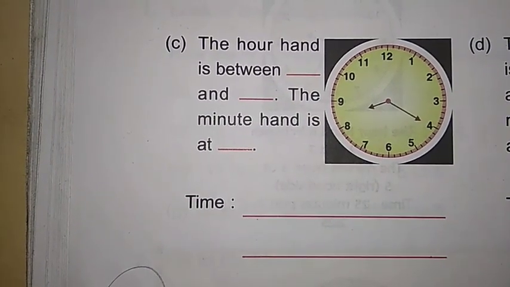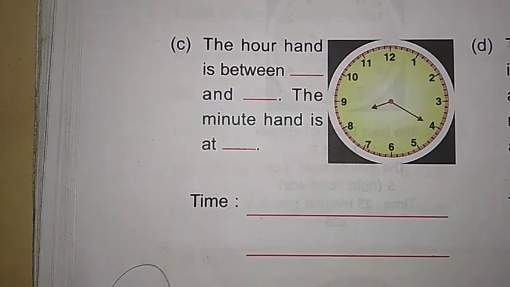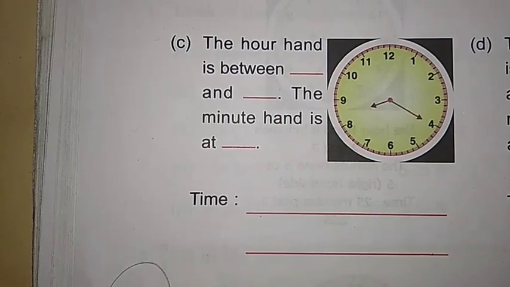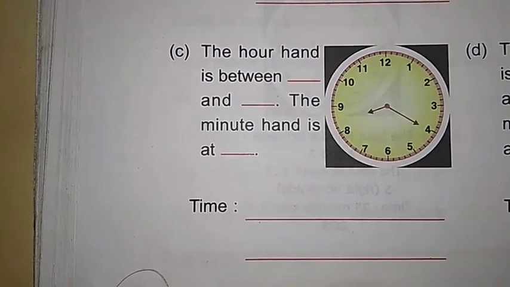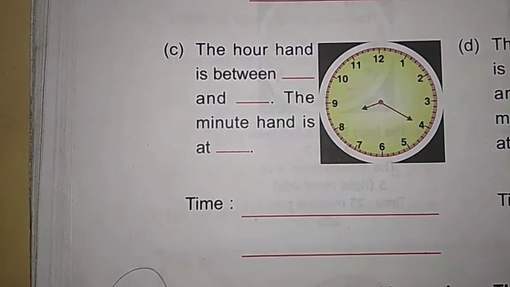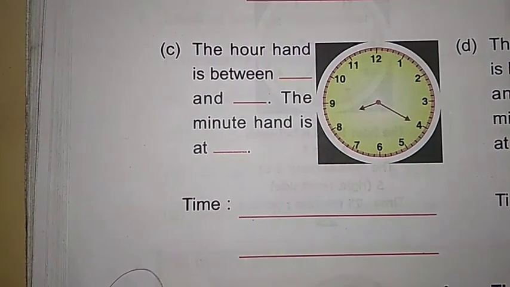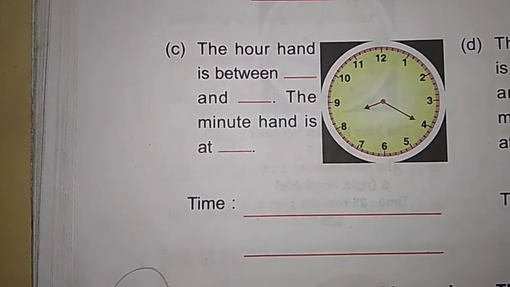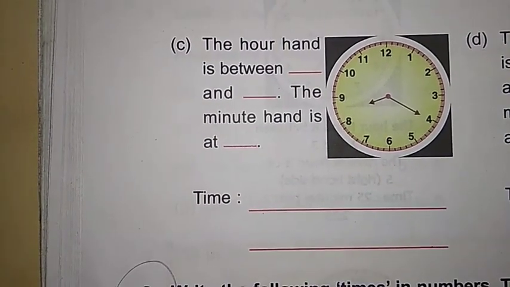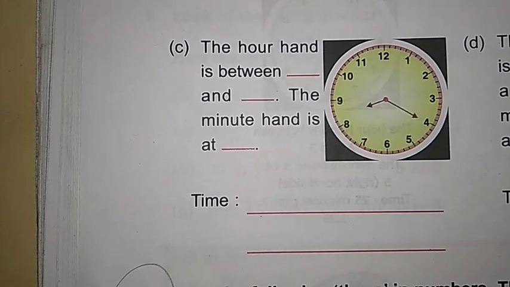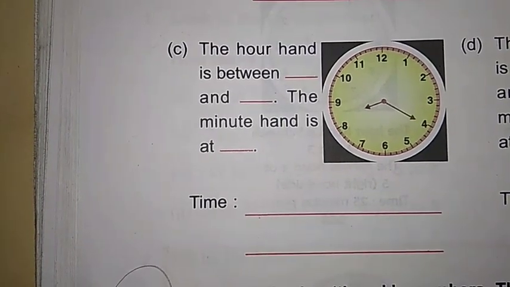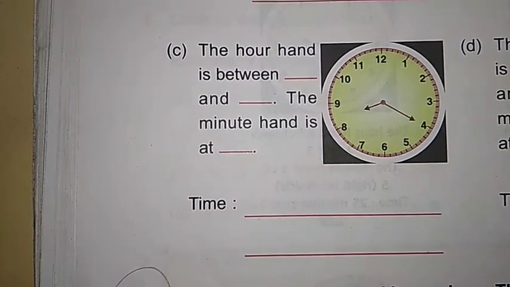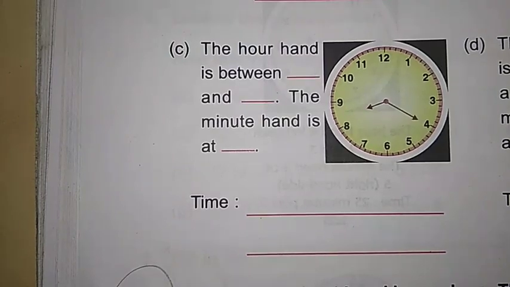So what is the time here? It is 20 minutes past 8. It is 20 minutes past 8 or 8:20. Or we can say it 40 minutes to 9. That is also correct. You can write it any way. But as the minute hand is at the right side, that is 12 to 6, we will use the past word, not the to word. So it is 20 minutes past 8.